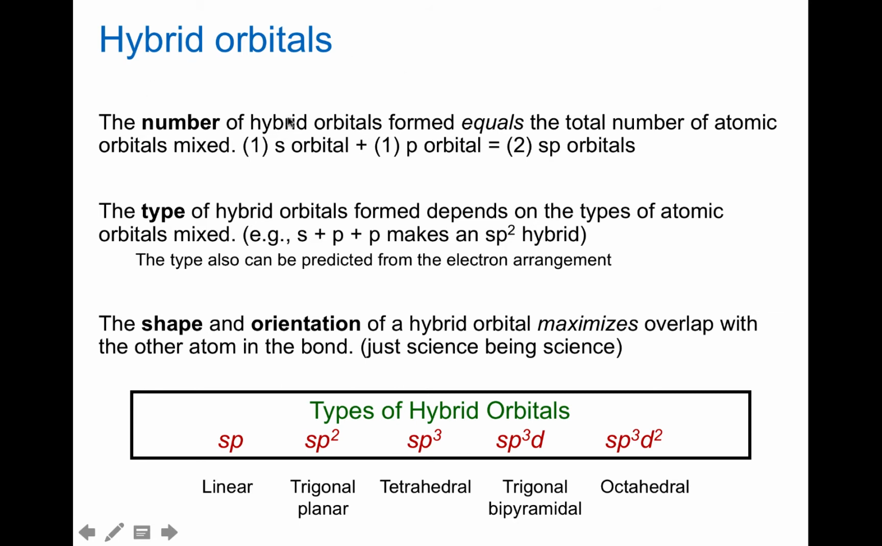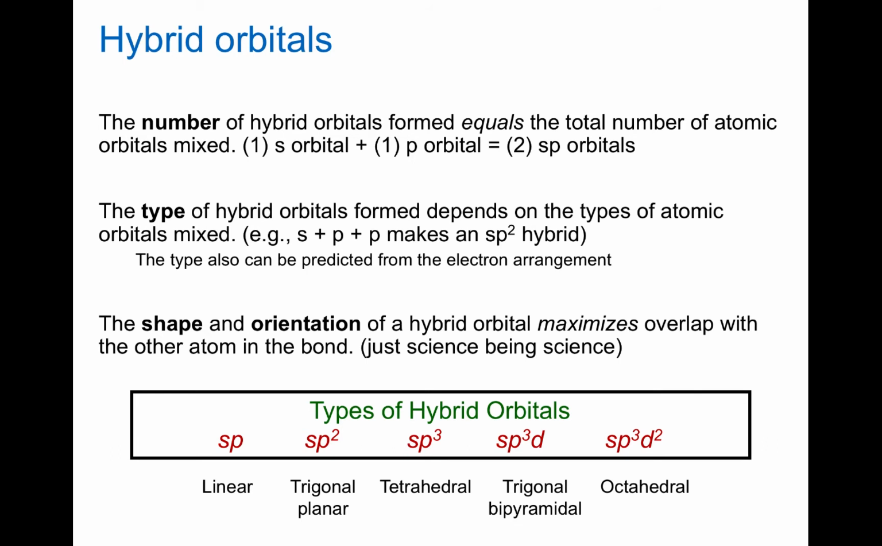The number of hybrid orbitals that is formed equals the number of atomic orbitals that were mixed together. So if we combine an s orbital and a p orbital on the same energy level, we have 1 plus 1, and we get a total of 2 sp hybridized orbitals. The shape and orientation of a hybrid orbital help to maximize the overlap with the hybrid orbitals from another atom to form the bond. So essentially, the whole purpose of these hybrid orbitals is to maximize overlap to strengthen bonds.